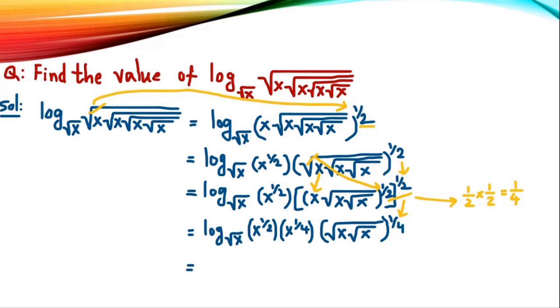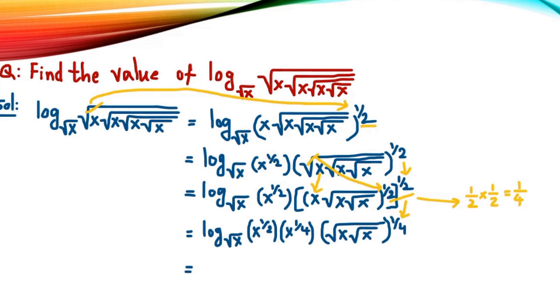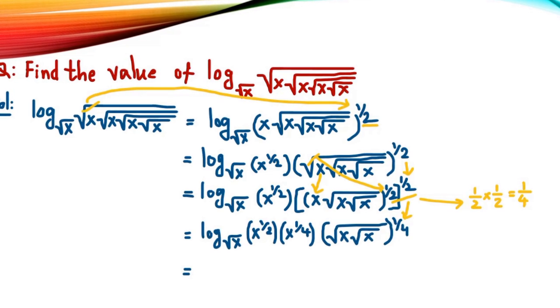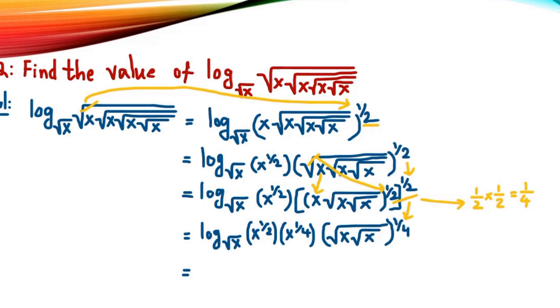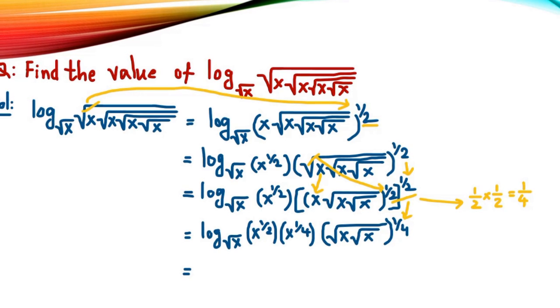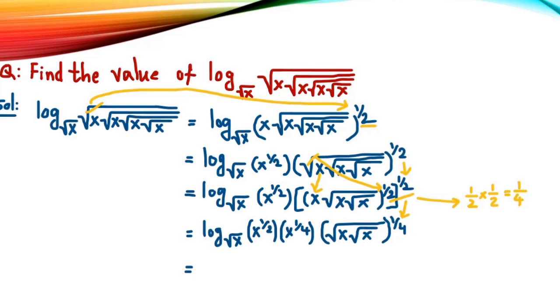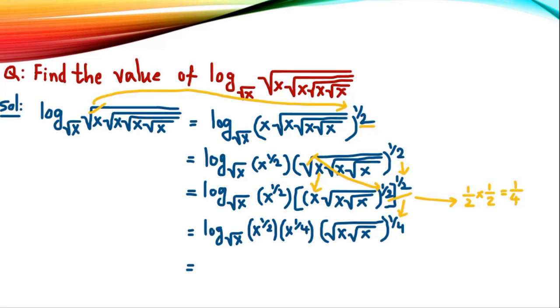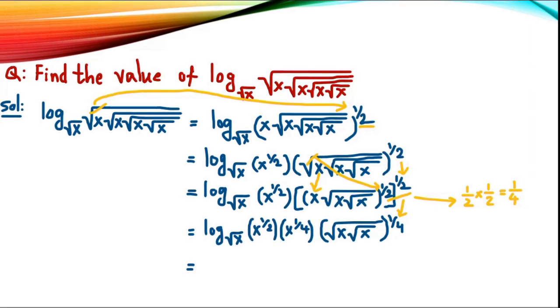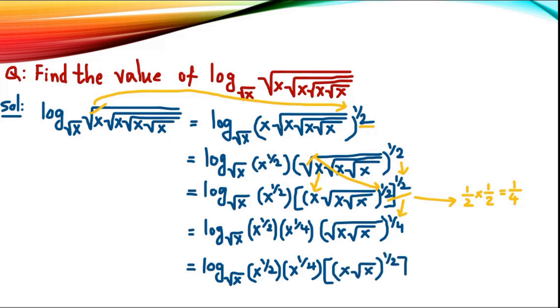Now the expression becomes log base root x of x to the power of 1 by 2 into x to the power of 1 by 4. Since we got the multiplication of two powers as 1 by 4, we got here x to the power of 1 by 4 of square root of square root of x, whole to the power of 1 by 4. Now we have again 2 square roots. Let's change the third square root as 1 by 2.